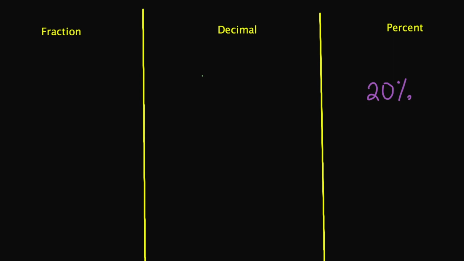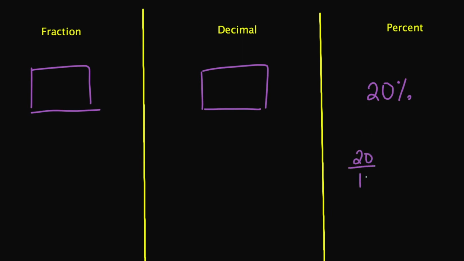So what if I gave you 20% and you needed to find the decimal and the fraction? Since I have my percentage, to turn this into a fraction, this is going to be 20 over 100. And I'm just going to simplify my answer. The number 20 goes into both my 20 and the 100. 20 divided by 20 is going to equal 1, and then 100 divided by 20 is going to equal 5. So as a fraction, this is going to equal 1 over 5.